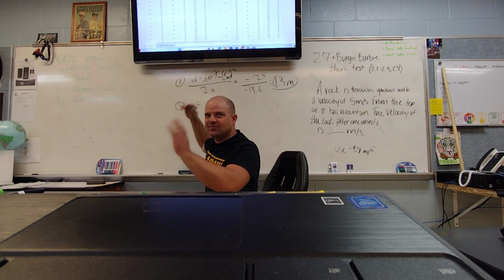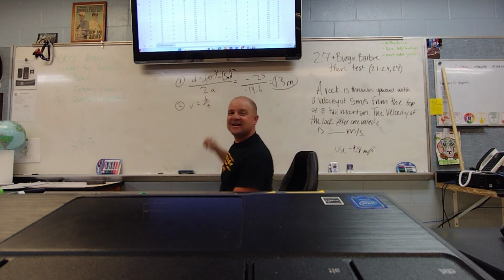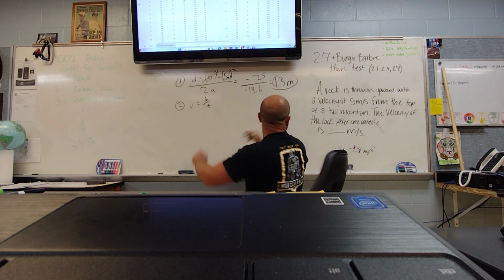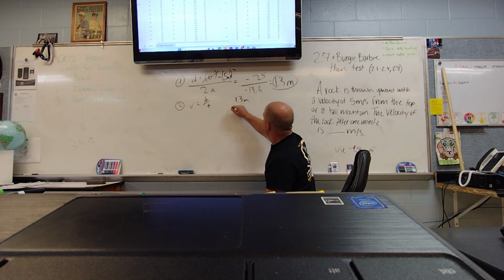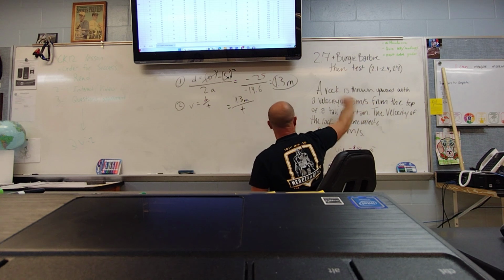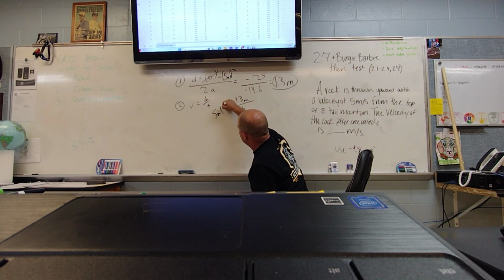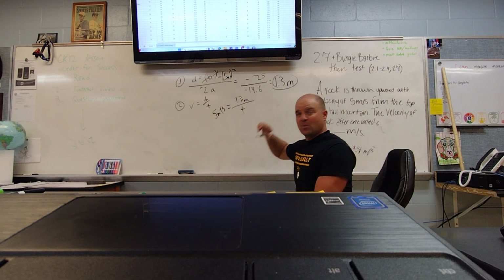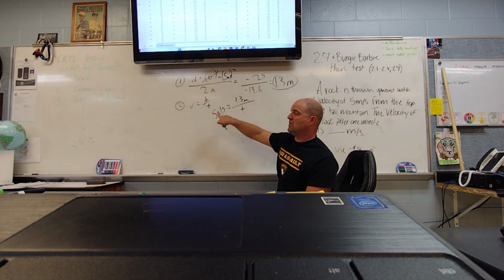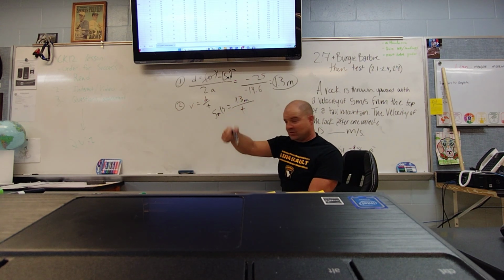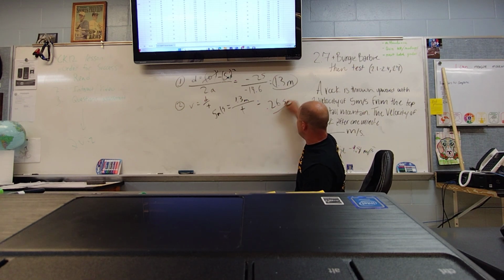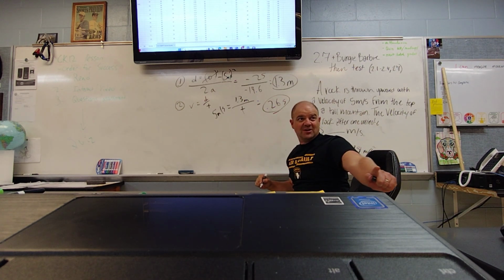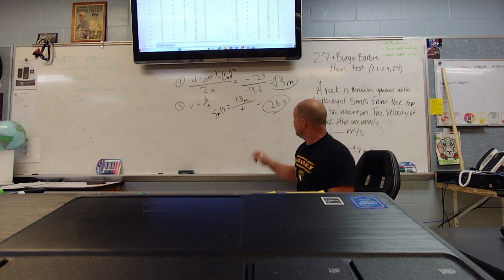Our simple, old-fashioned displacement divided by time gives us our velocity. So we are given our displacement, 1.3 meters. We are not given our time, but we are given our velocity, which was 5 meters per second. Okay? And then we're going to divide 1.3 by 5 to get 0.26 seconds.